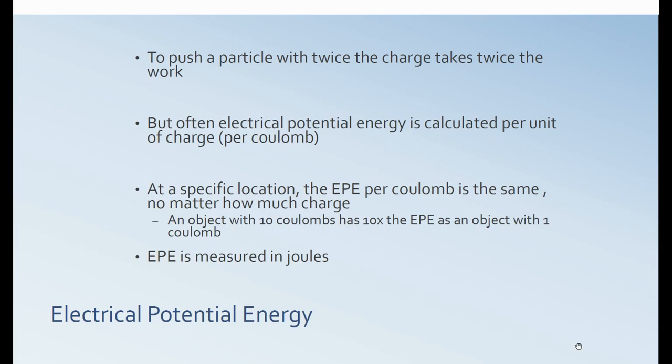We calculate the electrical potential energy per unit of charge, per coulomb. And at any location, the electrical potential energy per coulomb is the same no matter how much charge we have. So if we have an item with 1 coulomb of charge and then another object with 10 coulombs of charge, well, the item with 10 coulombs of charge is going to have 10 times the electrical potential energy because each coulomb of charge has the same EPE. And we measure electrical potential energy in joules.